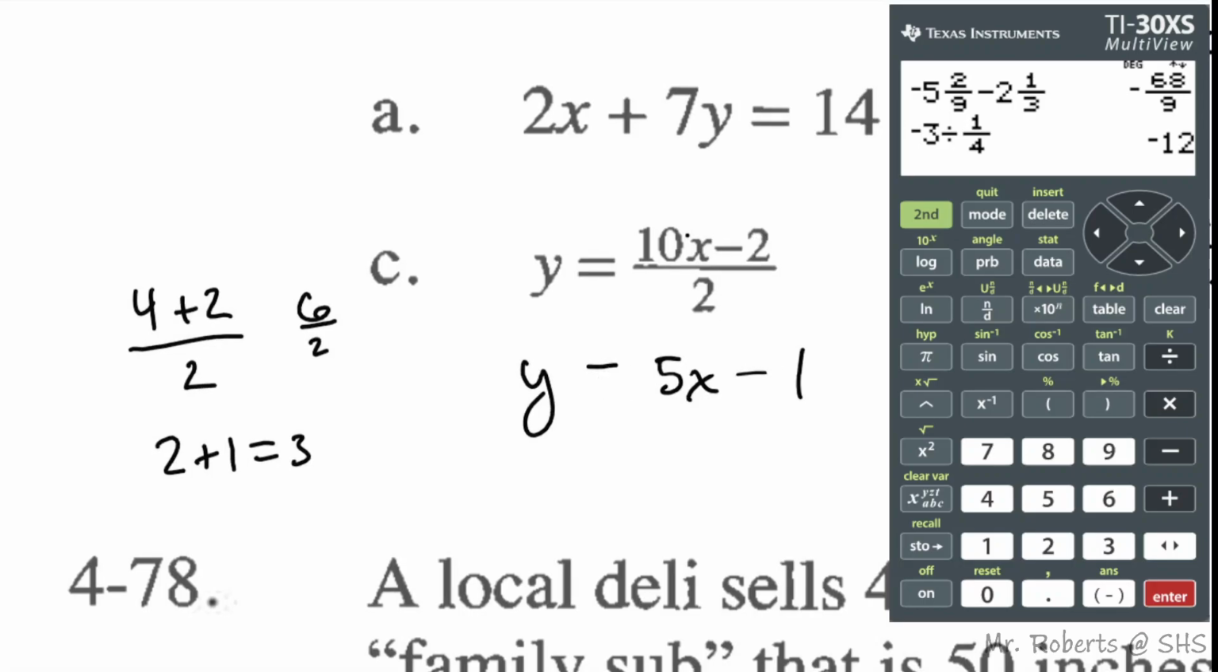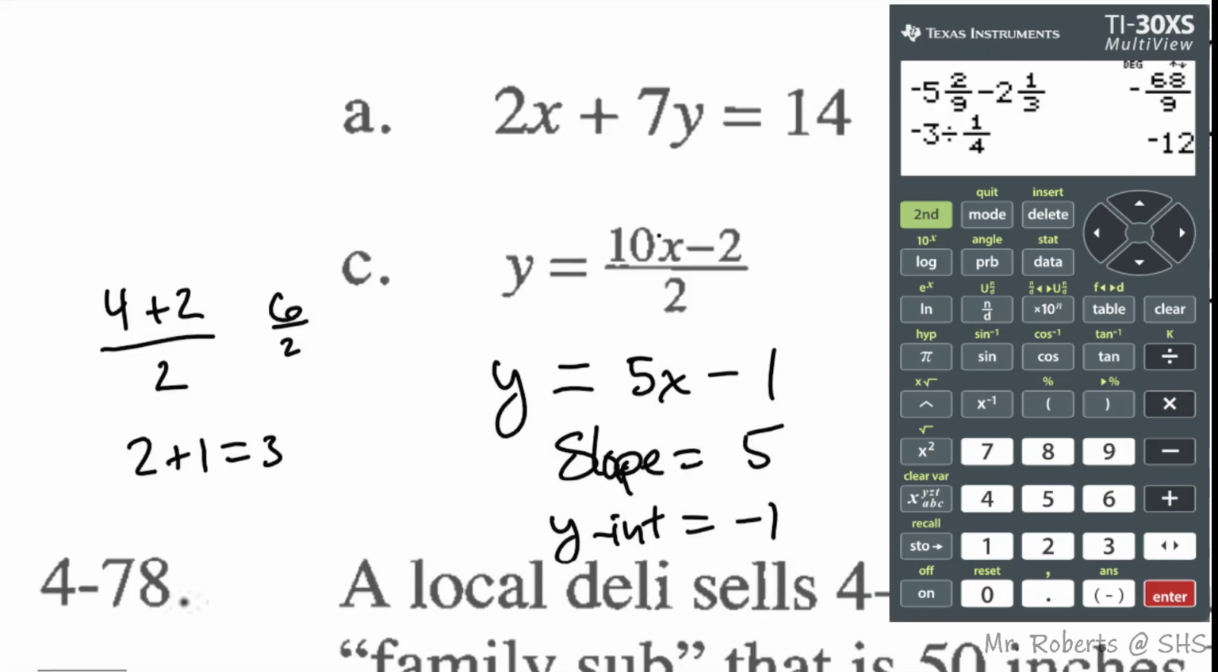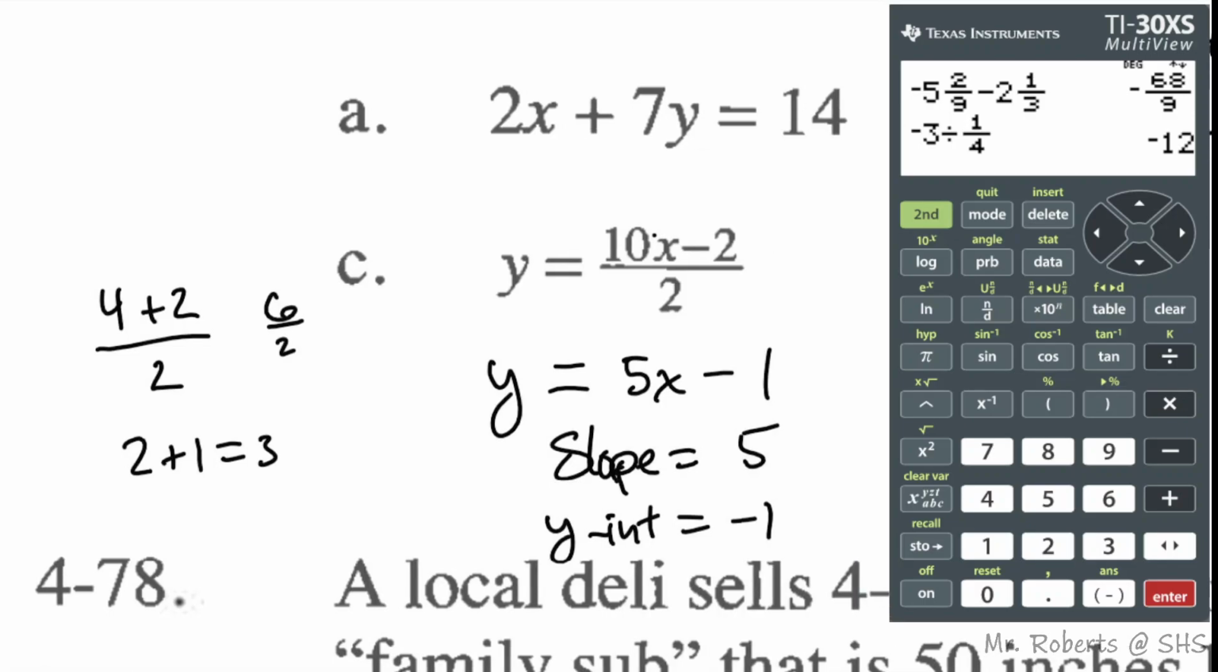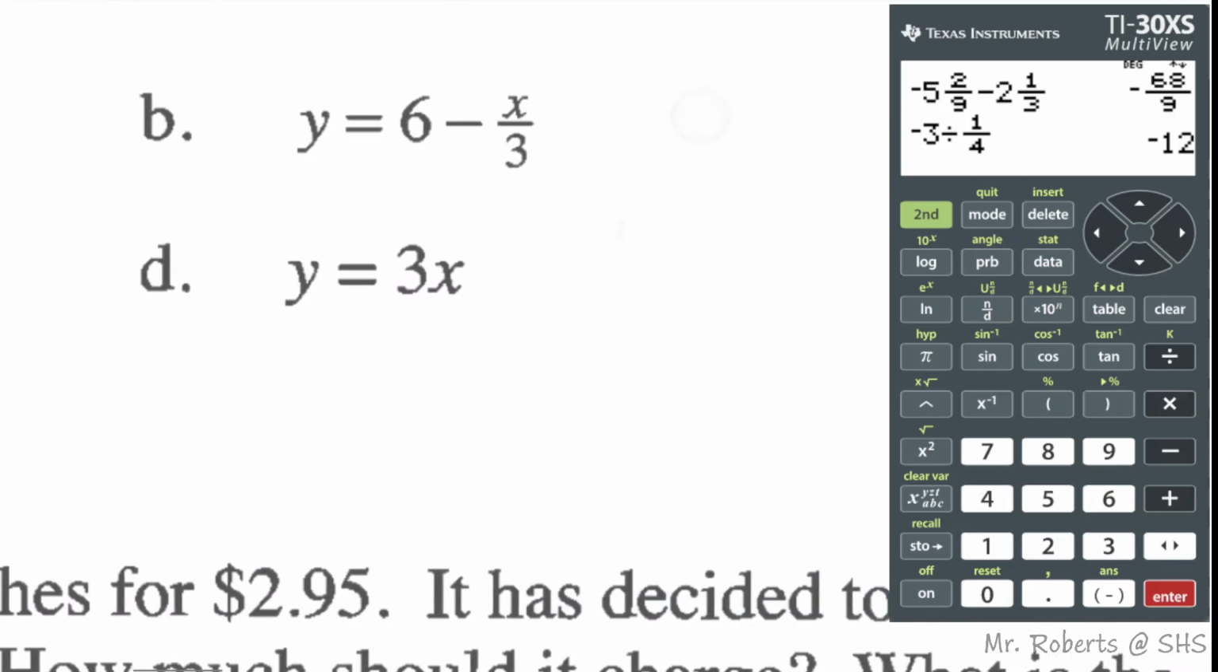So I get that this is what y equals. I know the slope parameter is 5, up 5 over 1, and my y-intercept parameter is negative 1. I could graph that right now, and I'd see that in Desmos, right?